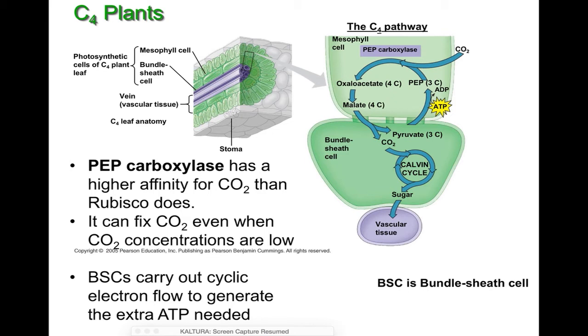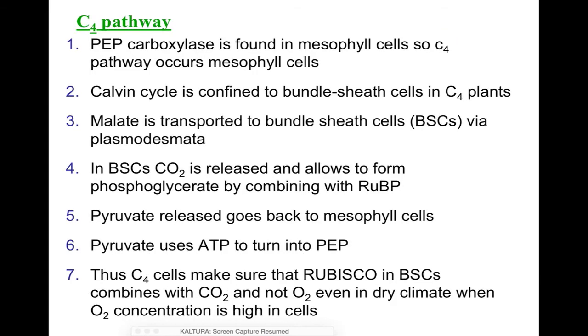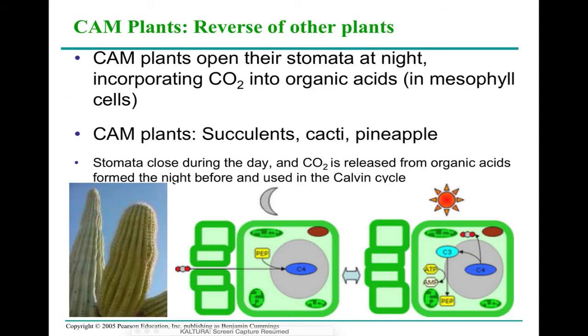So C4 plants have PEP carboxylase in their mesophyll cells, which is highly efficient in capturing the carbon dioxide. So these plants do not undergo photorespiration, which is wasting of their RUBP sugar, which is not happening. All the notes are here. Make sure that you pause, read, absorb, and then go to CAM plants.